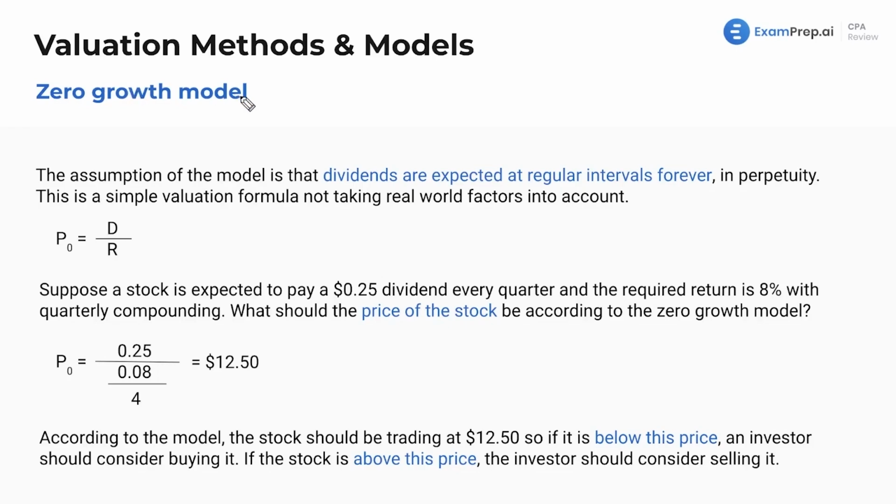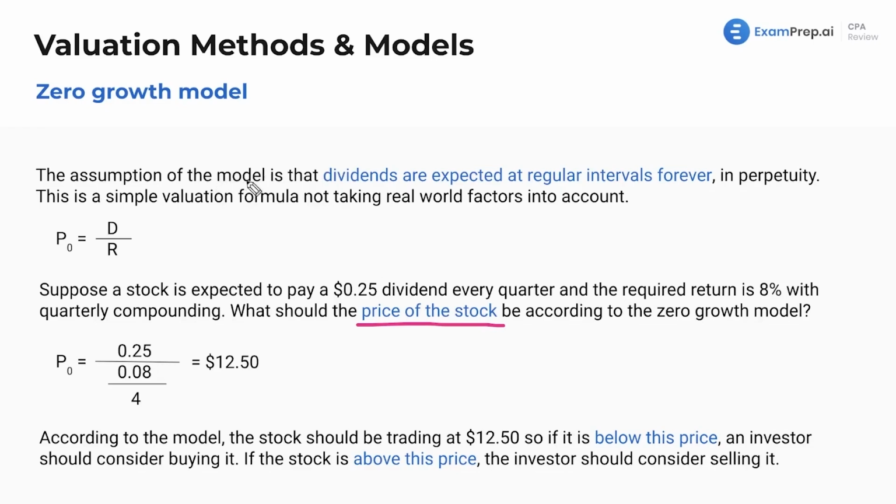Well, the zero growth model. This is a valuation metric that tells us what the price of a stock should be. Now, oh man, if this always worked, then everyone would be a perfect investor. But it doesn't. It's a simple valuation formula that does not take into account real world factors. Maybe a company is super profitable, but it's in a country that is currently at war with itself. I don't see anywhere in this formula that says, if the country is at war, value the company 25% less. Nope, doesn't say anything like that.